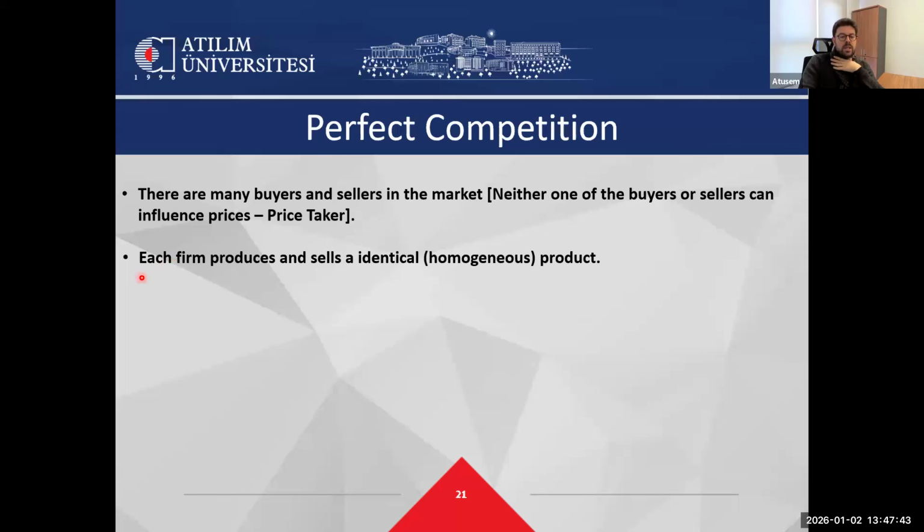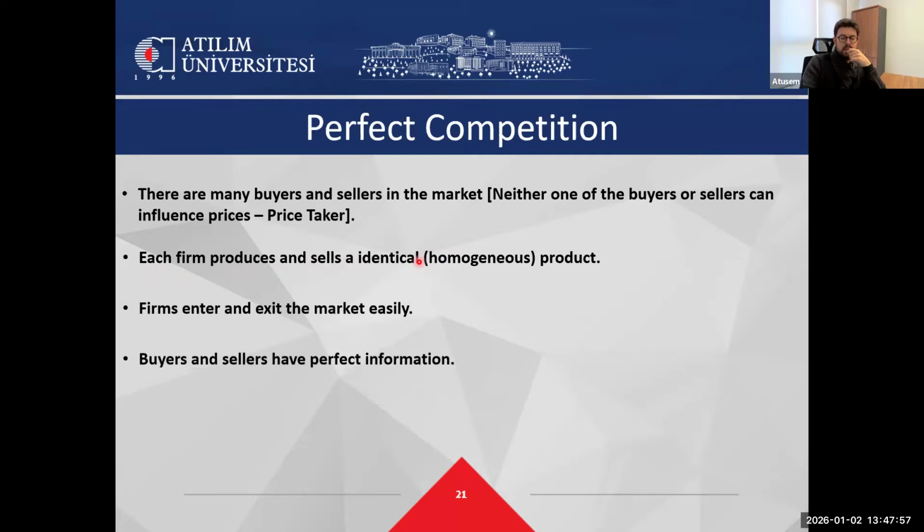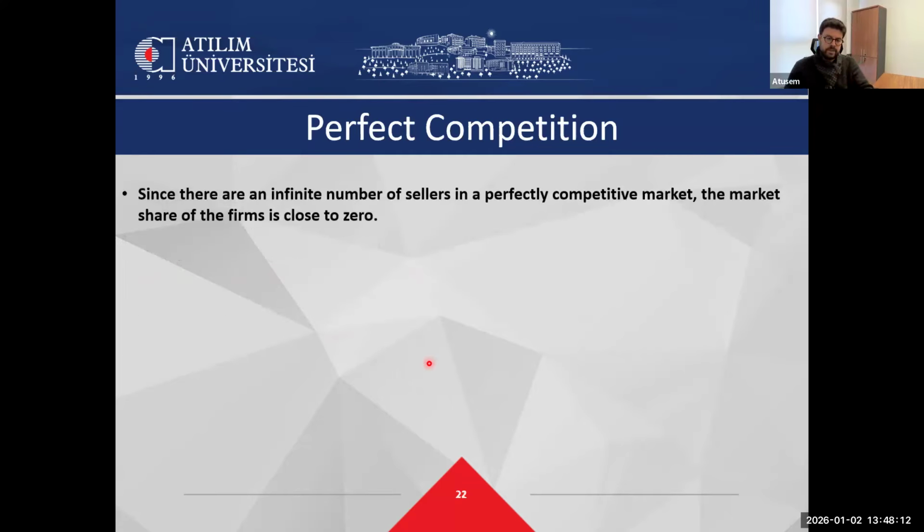And in perfect competition, each firm produces and sells an identical or homogeneous product. In perfect competition, firms can enter and exit easily into the market. Buyers and sellers know everything, so they have perfect information. These are the features of perfect competition. I said in the perfect competition market, firms are price takers. They cannot influence the price. So their share is close to 0.